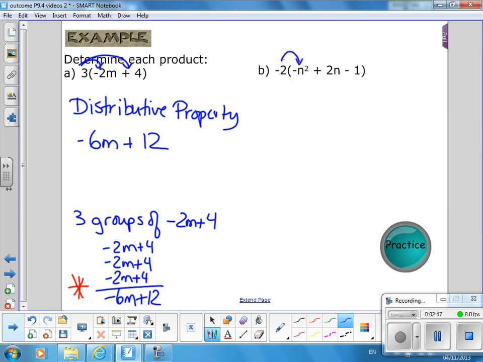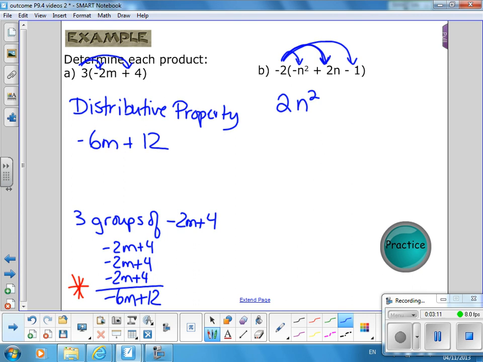So negative 2 is going to get multiplied to each term. Negative 2 times negative n squared. Negative times negative is a positive. All we end up with is 2n squared. It's a 2 times 1, which is 2, and the n squared has no variable to multiply with, so it stays n squared.